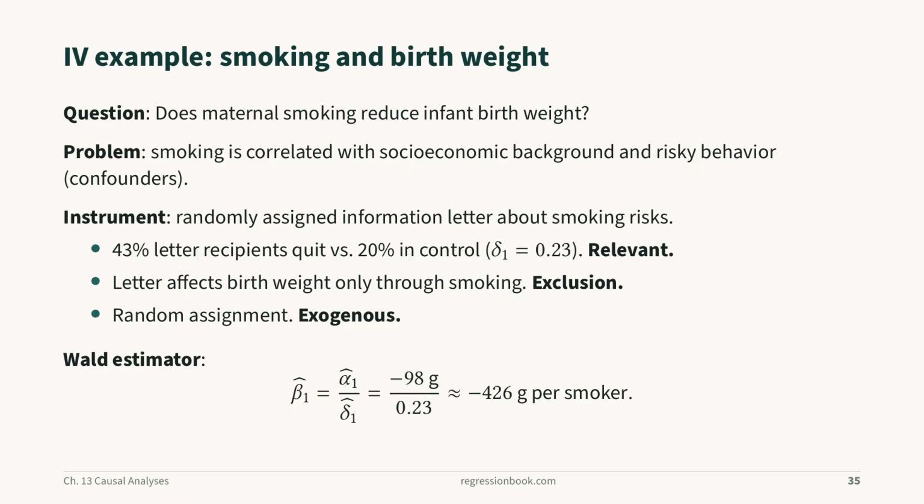The letter increased the quitting rate from 20 to 43%, a difference of 23 percentage points. Children of mothers who received the letter were about 98 grams heavier at birth. Scaling that birth weight gain by the increase in quitting gives roughly 426 grams. Expressed as the effect of smoking rather than quitting, the sign is negative. Smoking lowers birth weight by about 426 grams for compliers.